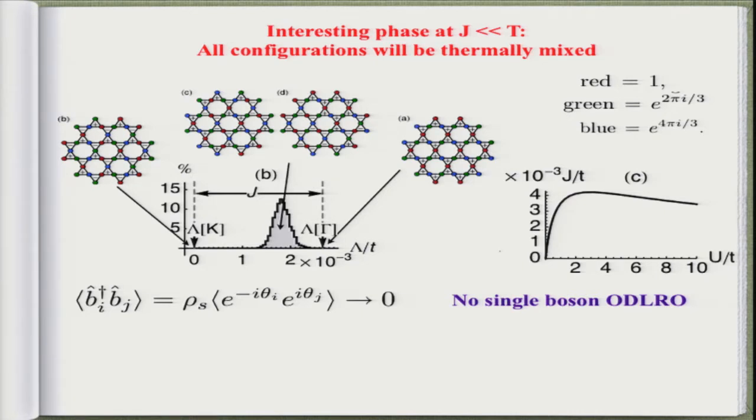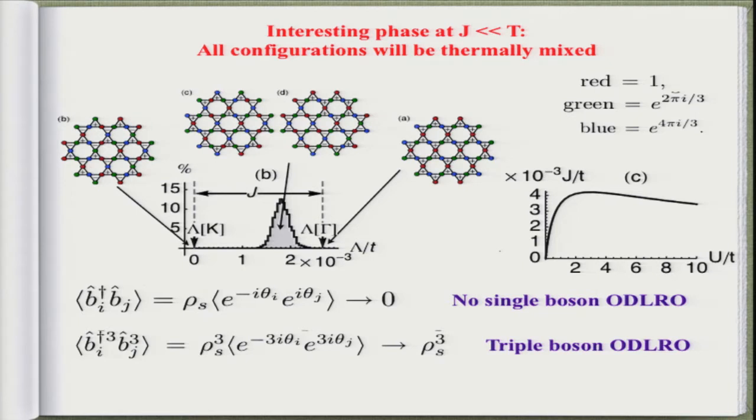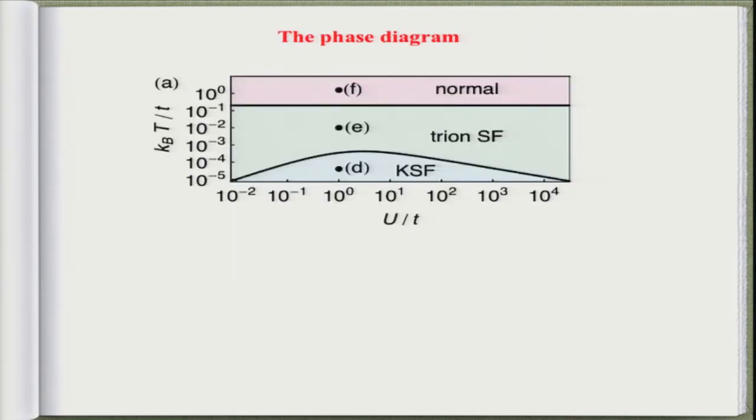Now if you mix all these phases, that means the phase can be randomly chosen between 0, 2 pi over 3, or 4 pi over 3. Then the single particle correlation function will be 0. But remember, it's either 0, 2 pi over 3, or 4 pi over 3, right? So if I cube it, the phase is always 1. So that means if I consider the correlation function of b dagger cubed and b_j cubed, this correlation function will always be a constant, even if I mix all these configurations. So this comes to the phase diagram where I will have the so-called trion superfluid at a finite temperature.